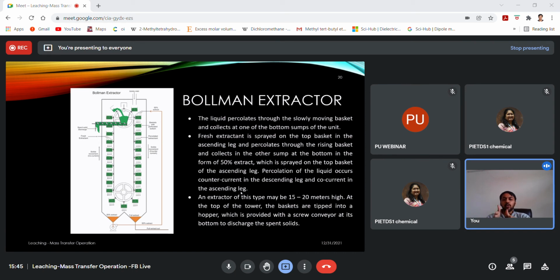This is also a very large unit, like 15 to 20 meters high. Right? So it's a very tall equipment. At the top of the tower the baskets are tipped into a hopper which is provided with a screw conveyor, and at the bottom to discharge the spent solid. So solid is collected at the bottom.